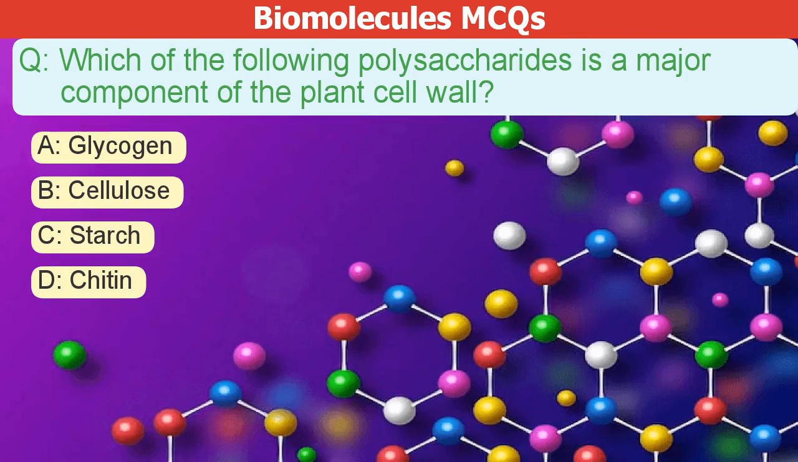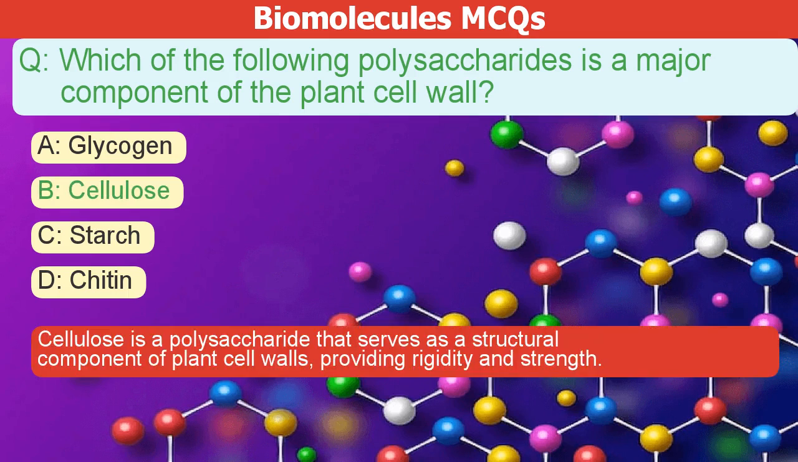Which of the following polysaccharides is a major component of the plant cell wall? A. Glycogen. B. Cellulose. C. Starch. D. Chitin. The correct answer is B. Cellulose is a polysaccharide that serves as a structural component of plant cell walls, providing rigidity and strength.